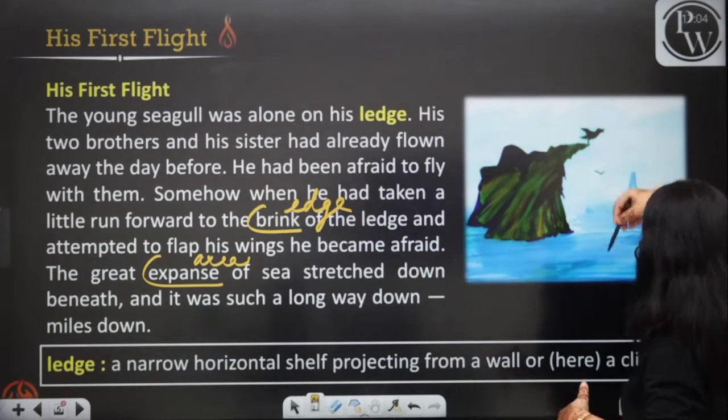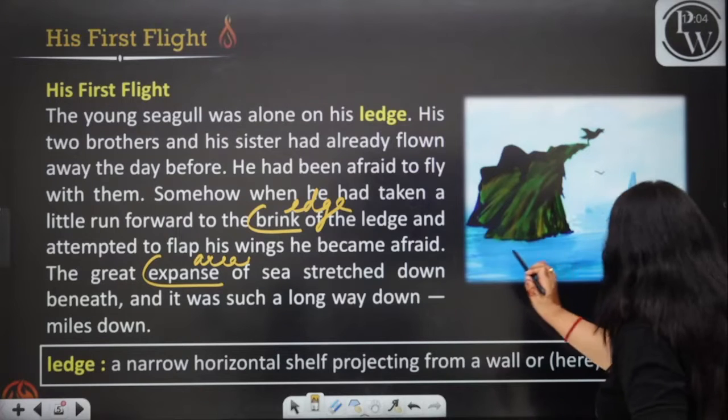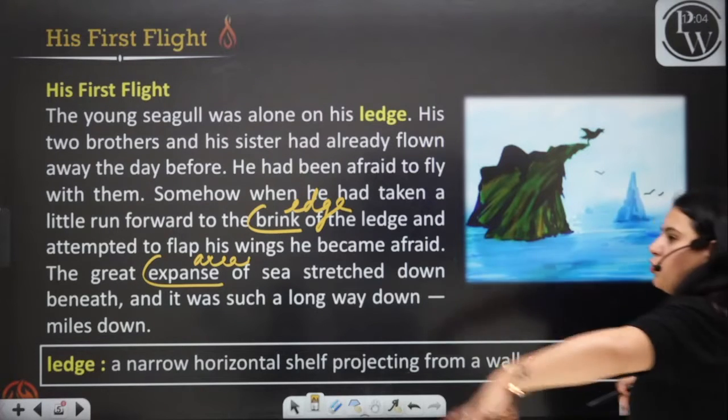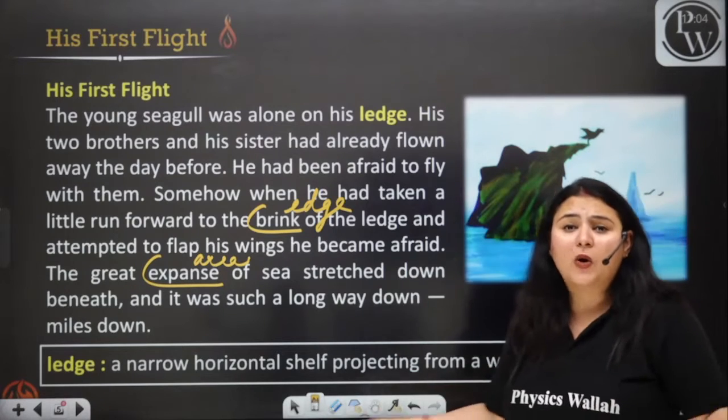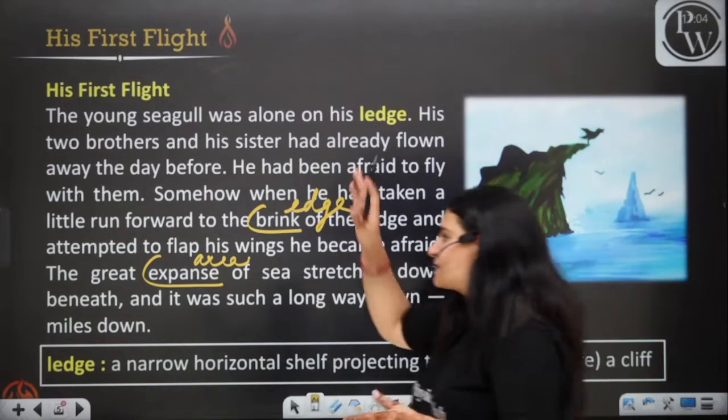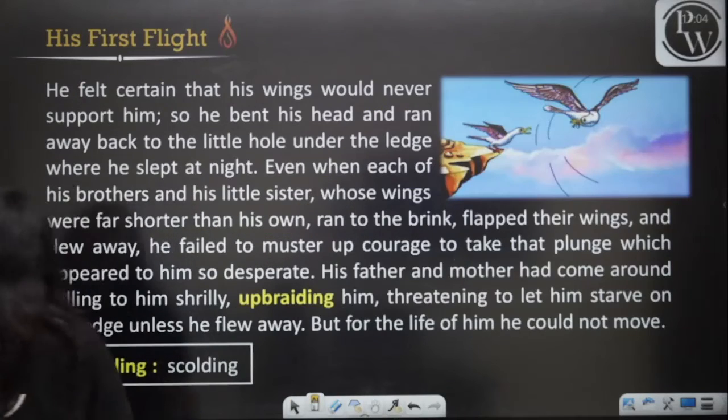He was just looking downwards. He was just seeing that beneath there is a huge expanse of sea and there is a lot of distance. How can I fly? What if I fall? Okay, so this is going on in the head of the young seagull.